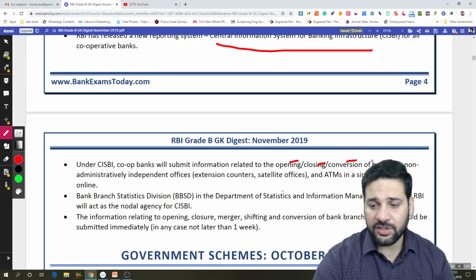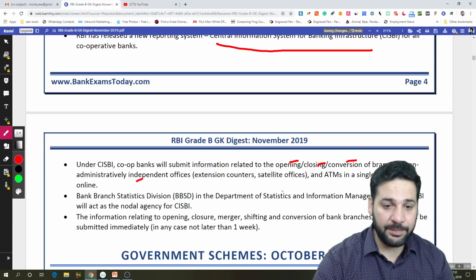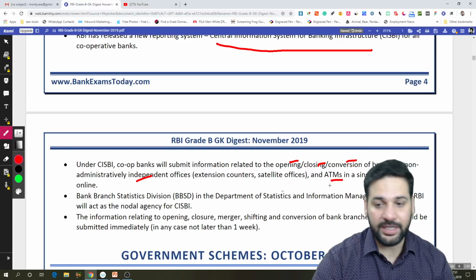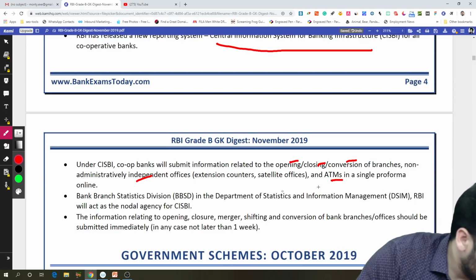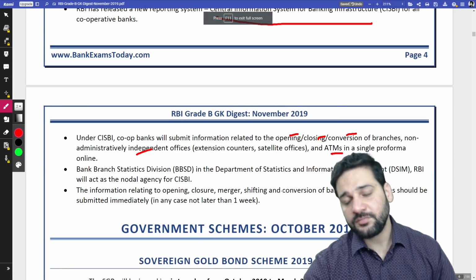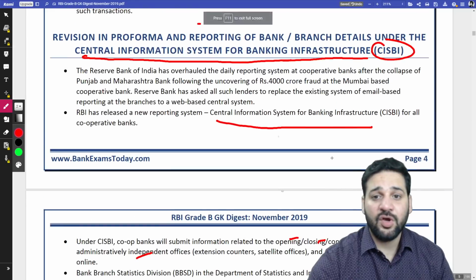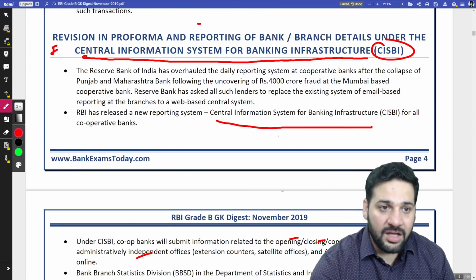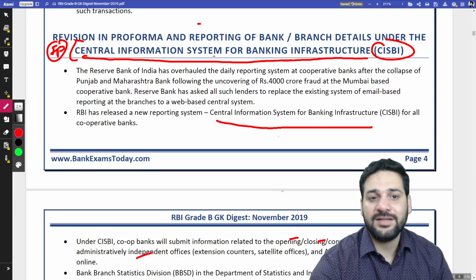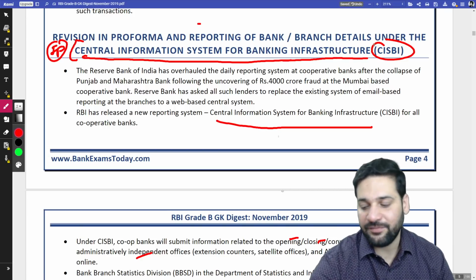Opening, closing, conversion of branches, non-administrative independent offices, and opening new ATMs and all. Whatever the reporting system is there, they need to report this via this new system, Central Information System for Banking Infrastructure. Remember this. This is really, really important. Central Information System for Banking Infrastructure.